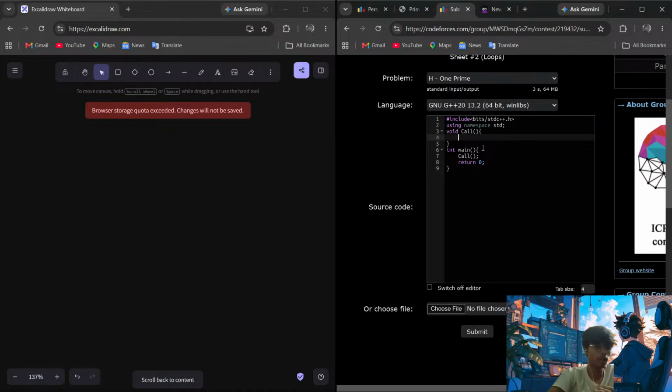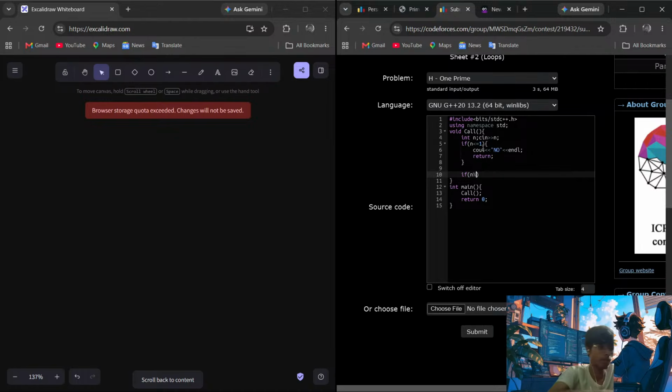What this function will do is that it will take the input cin n. Now, one thing I know is that if a number n is less than or equal to 1, it means that this is not a prime number. So I will print cout no, and I will return from it. Now, I have to check if that particular number is divisible by 2, or if that particular number is divisible by 3.